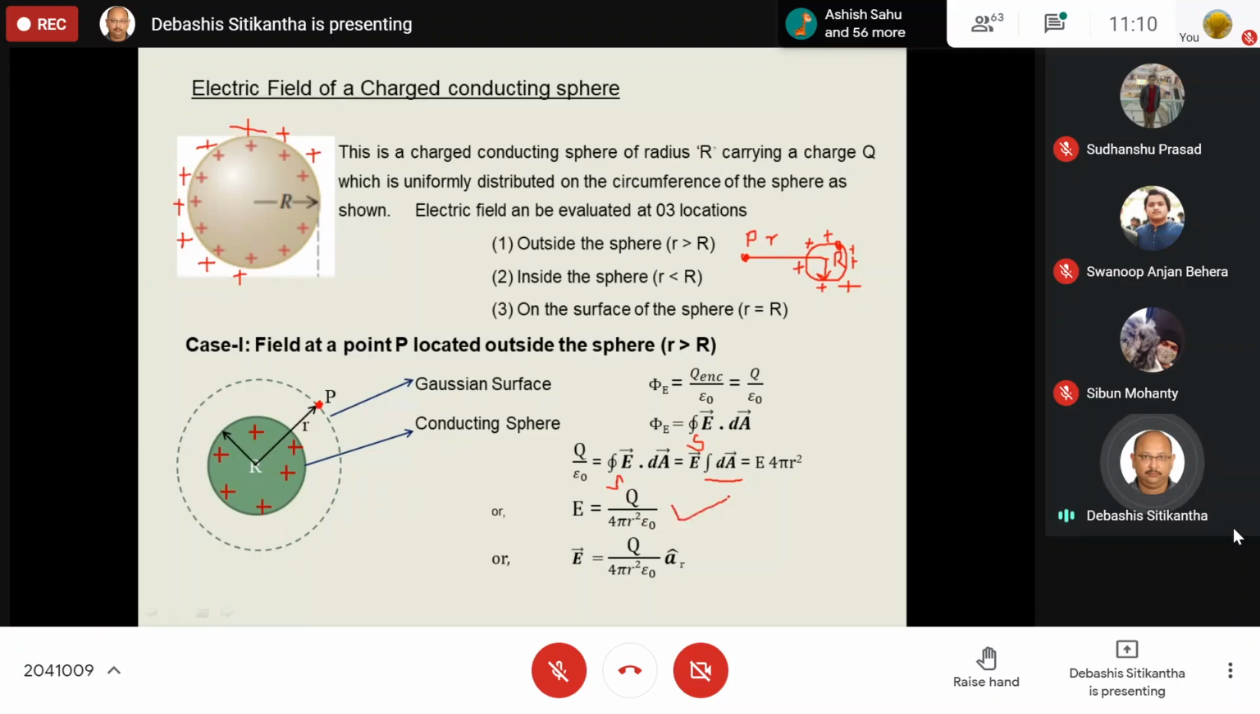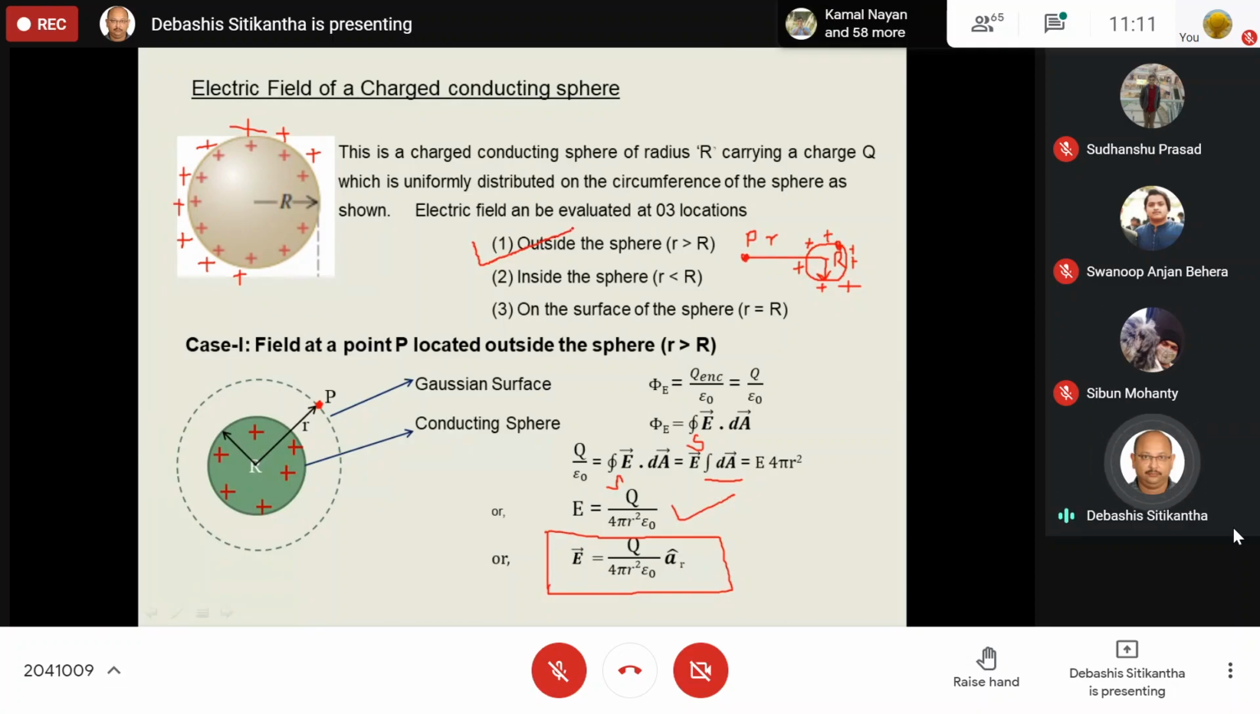Now obviously this is the magnitude part, but since the electric field is a vector quantity, we need to express it as a vector. The direction over here is obviously going to be radially outwards. So for that we have employed an r cap to show that the electric field is going to be radially outwards, or the direction of the electric field will be along the direction of the radius. So we have written E vector is equal to Q by 4 pi r square epsilon 0 a_r vector. This is how we have found the electric field outside the sphere.